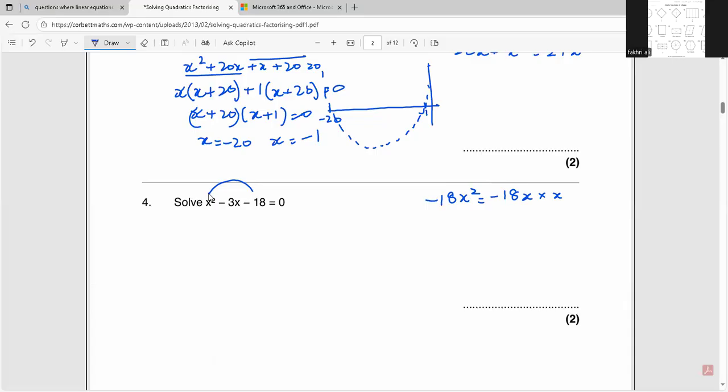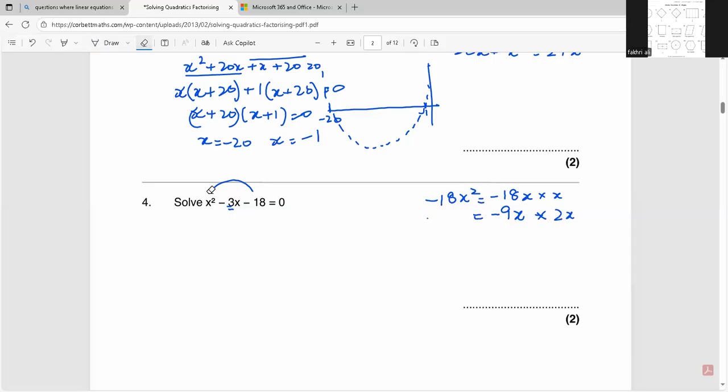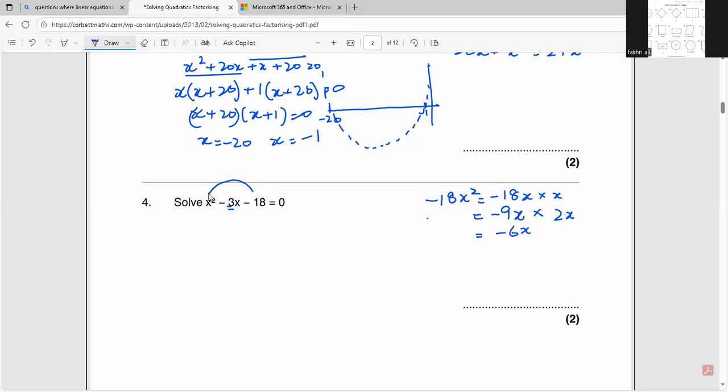But when I add or subtract it, I'm not going to get 3x. So let's see any other number. For example, if I say 9x multiplied by 2x, I'm going to get 18x squared minus 18x squared, but still adding and subtracting is not going to give me -3x. Let's see the other factor. Suppose if I say -6x multiply by 3x, here I'm going to get -18x squared when I multiply these two factors, and I get 3x if I add and subtract these two. So these are the right factors.